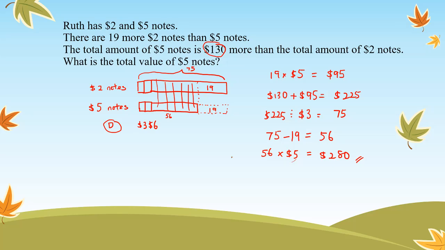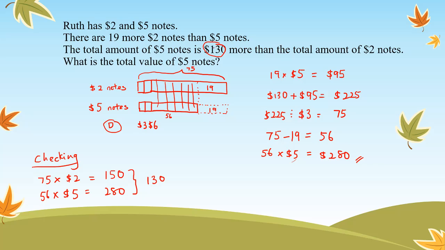Now if you want to check, okay, now this is the checking. I encourage all my students to do checking so as to see if the answer that they got is really correct or wrong. Now we can use 75 times $2 because there are 75 notes, which will give you 150. Correct? Then we have 56 times $5, which will give you 280. Then the difference we can see is 130, which coincides with what we have in the question. So we know that this is correct also. So the checking is correct.